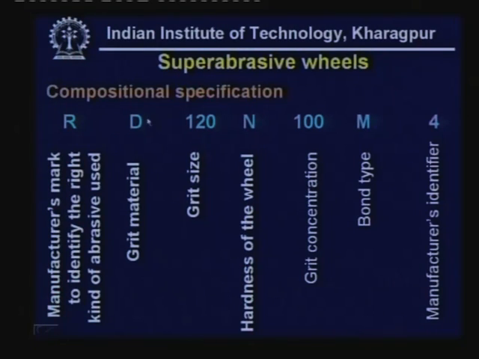So, if we have a closer look here in the specification, immediately we find that there is one alphabet which is the manufacturer's identification code, but immediately it is followed by one letter, this is D. Just like the conventional wheel specification, here D stands for diamond. Had it been CBN, we could have put B. That means D is for diamond and B is for CBN. Then comes the grit size. We have already explained, it is here 120 grit size.